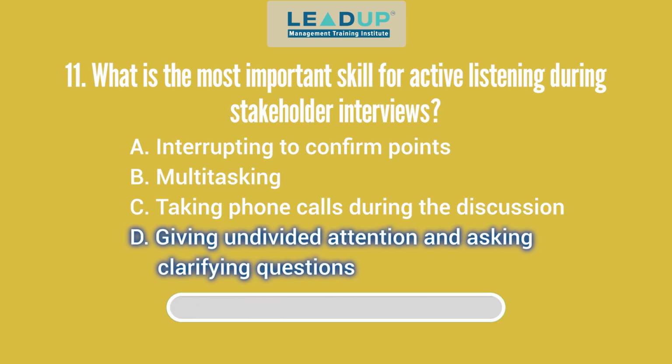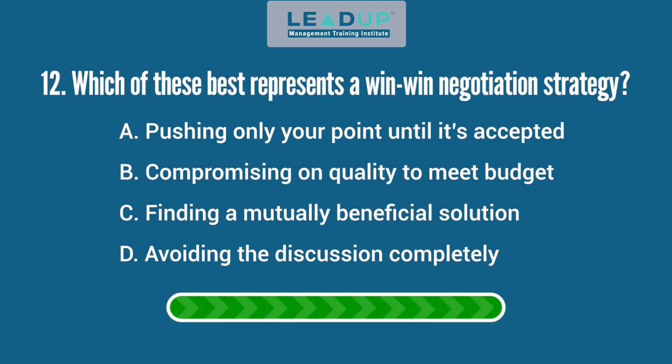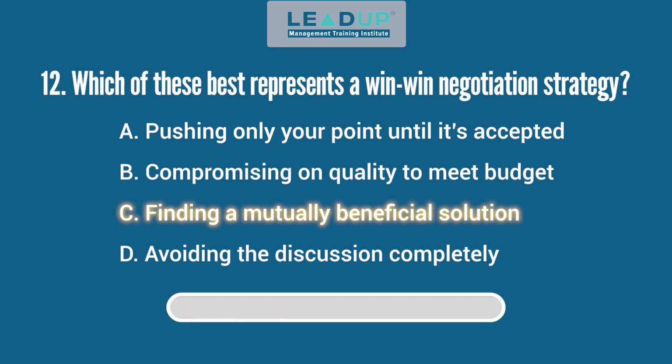The answer is giving undivided attention and asking clarifying questions. Question 12. Which of these best represents a win-win negotiation strategy? A. Pushing only your point until it's accepted. B. Compromising on quality to meet budget. C. Finding a mutually beneficial solution. And D. Avoiding the discussion completely. The answer is finding a mutually beneficial solution.